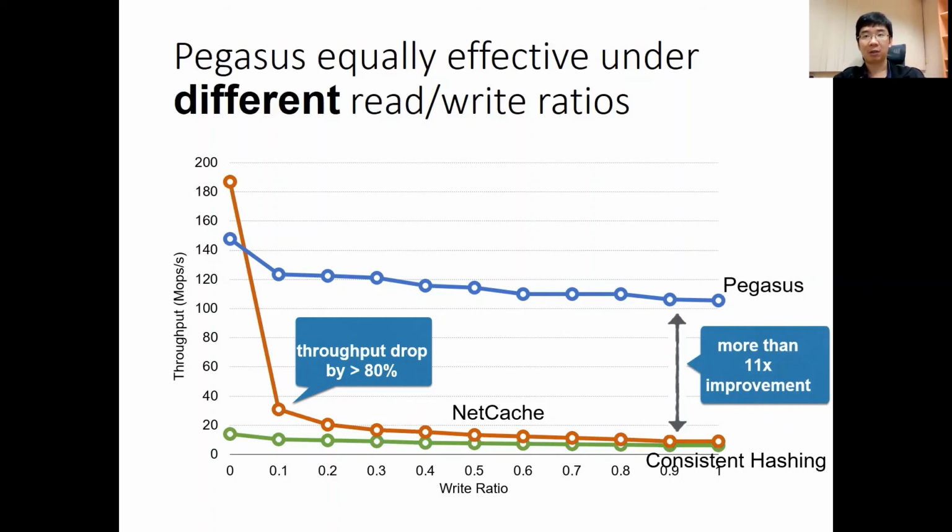In some other evaluations, we have also shown that Pegasus is equally effective at load balancing for various object sizes and for highly dynamic workloads. Please refer to our paper for more details.